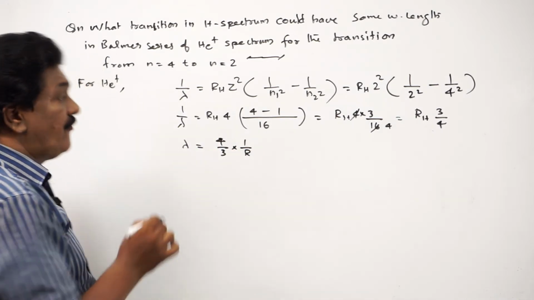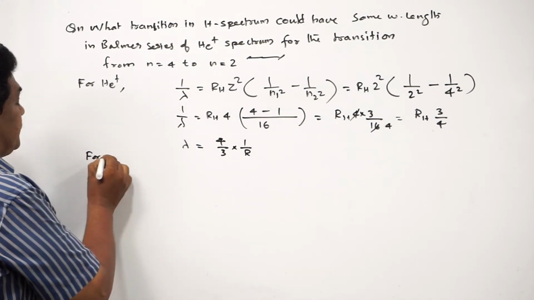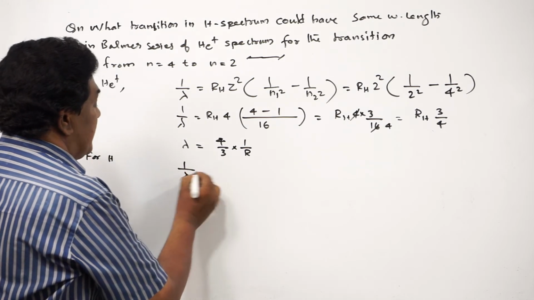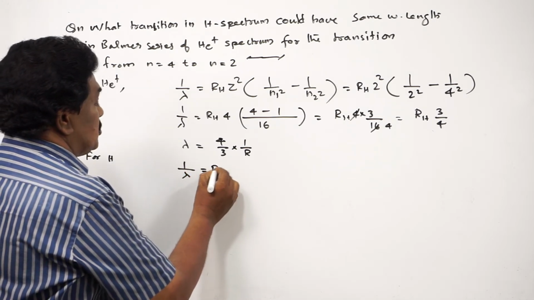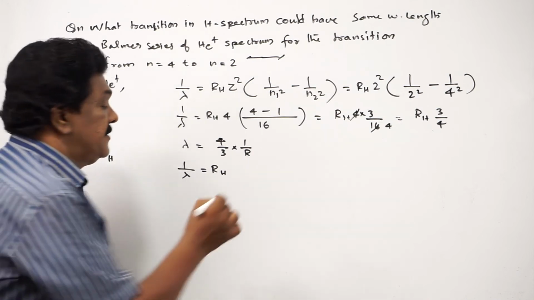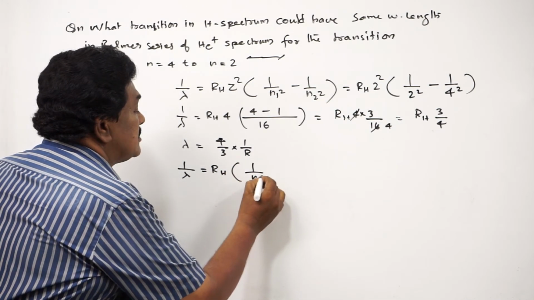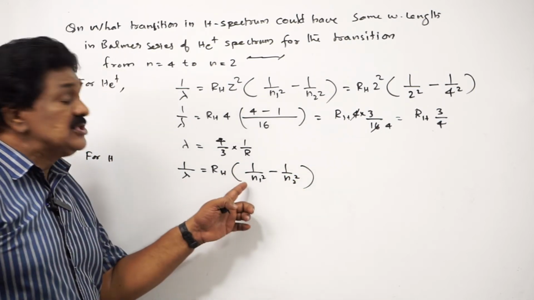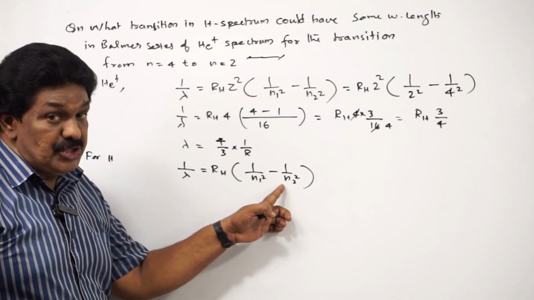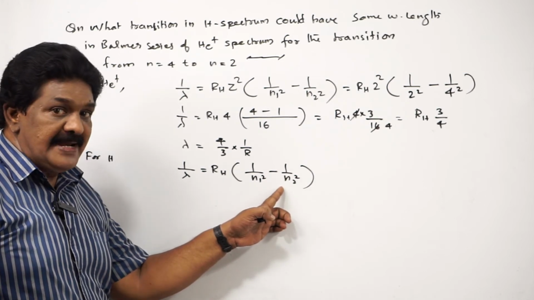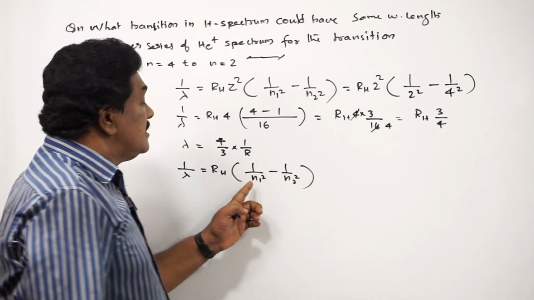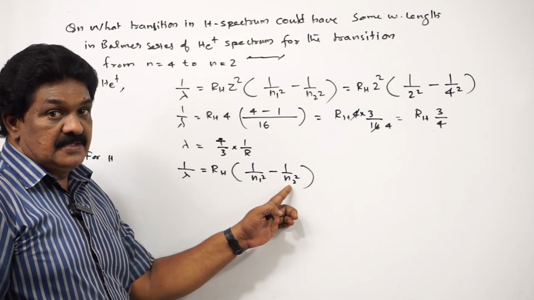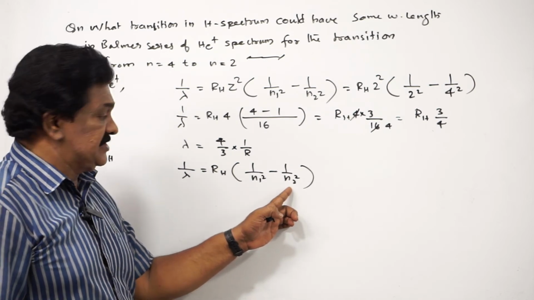Now let us check for hydrogen. See, 1 by lambda, Rydberg relationship is 1 by lambda is equal to R_H into Z is 1, so 1 by N1 square minus 1 by N2 square. Here the values of N1 and N2 are not known. They are to be determined. Their values can be determined by guessing, that is by trial and error method.